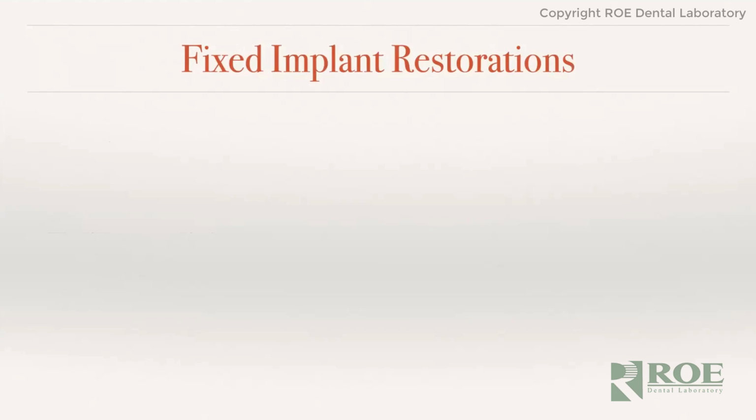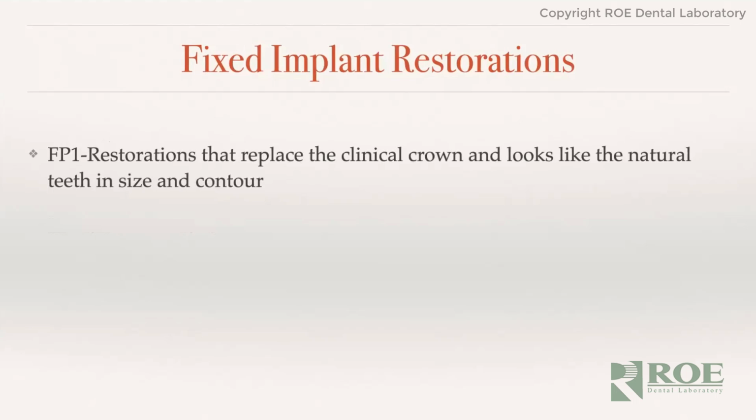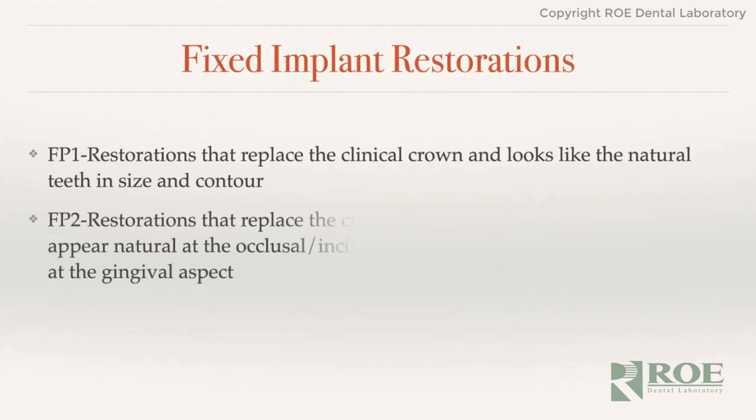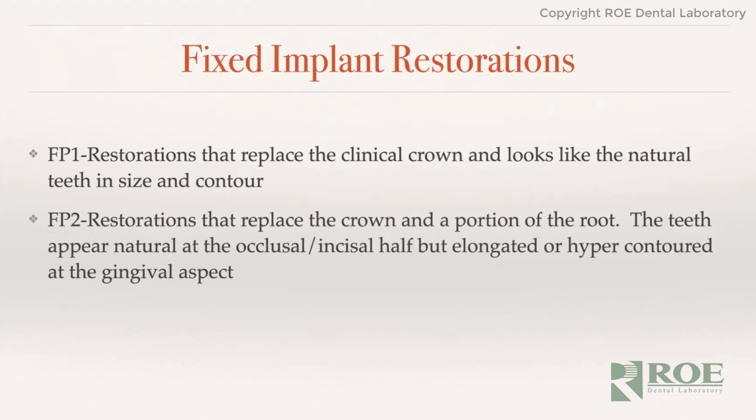Now, why is this important? Well, we need to know what these are. The FP1 restorations replace the clinical crown, and they look like the natural teeth in size and contour. Joe talked about this yesterday. I have a little difference of interpretation of the FP2 according to Carl Misch. These are restorations that replace the crown and a portion of the root. The teeth appear natural at the occlusal and incisal half, but they're more elongated or hyper-contoured at the gingival aspect.